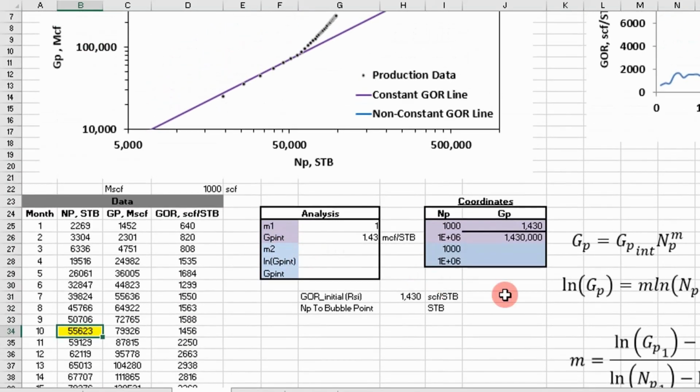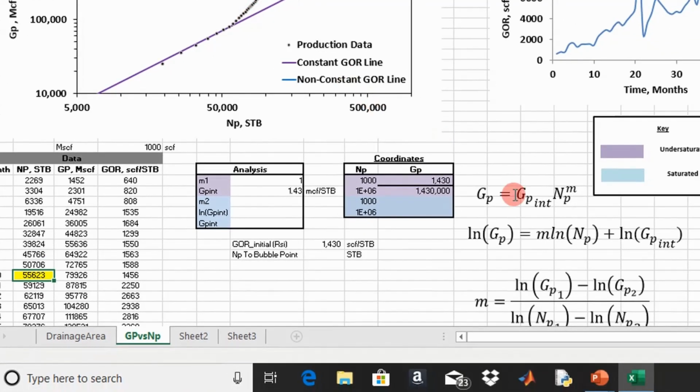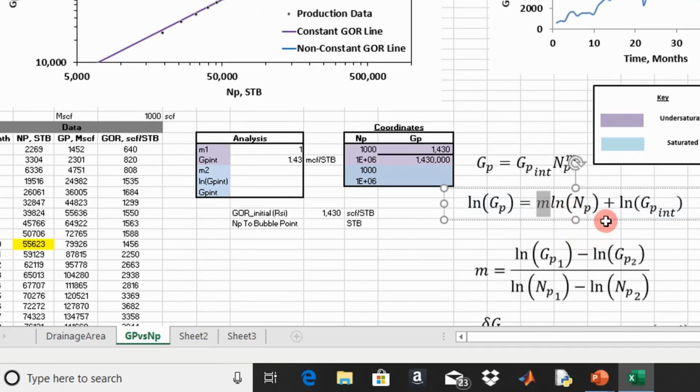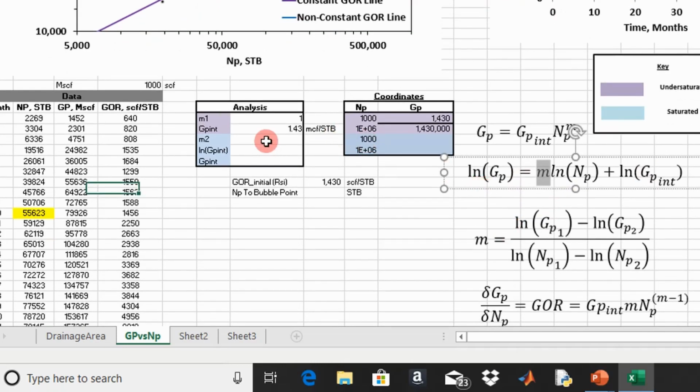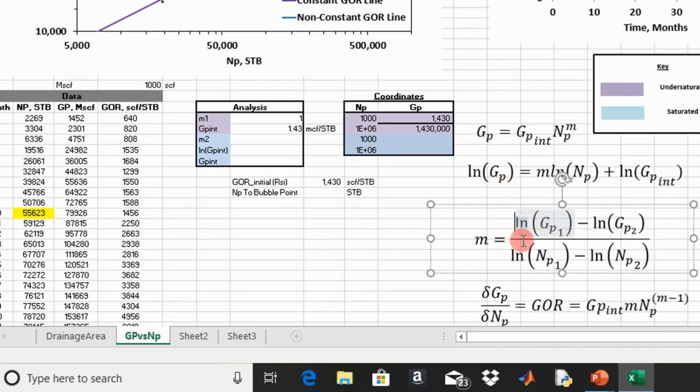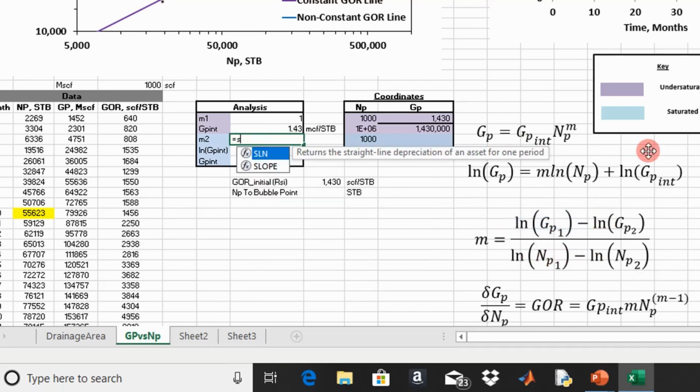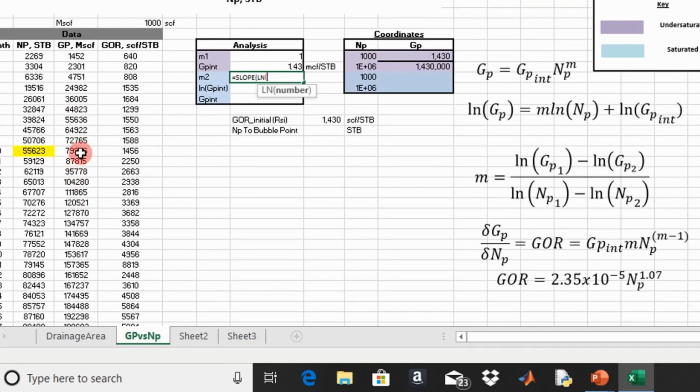Recall that for a straight line log-log plot, our straight line equation is right here. This is analogous to y equals mx plus b. So our slope is m, and our intercept is going to be the natural log of the intersection. That's what we're going to show here, how to regress off that with an Excel function. So this is our slope. It's just our change in y's over our change in x's. Let's show how to do that in Excel. We use our regression function in Excel. It's just going to be the slope. But since our slope has natural logs in it, we're going to use the natural log of our y's and x's. So our y's is going to be right here.